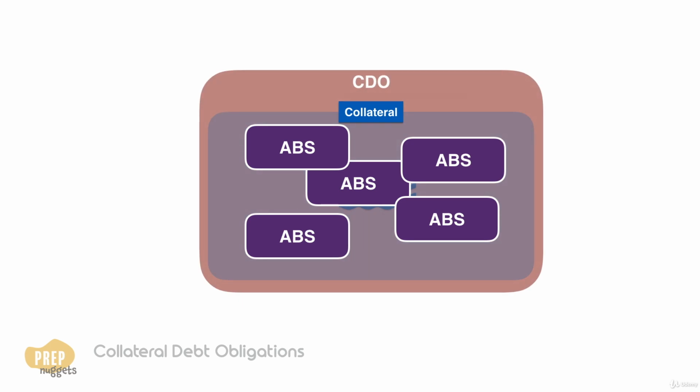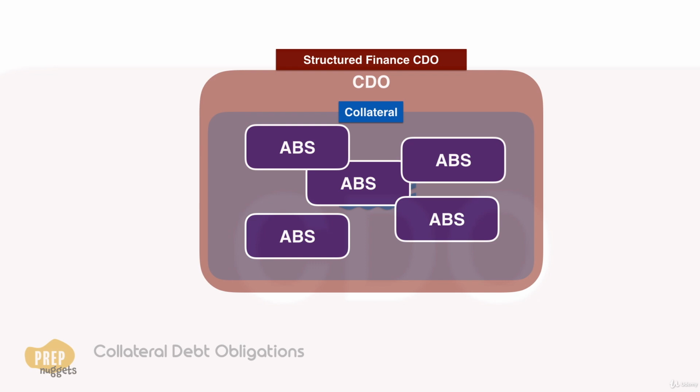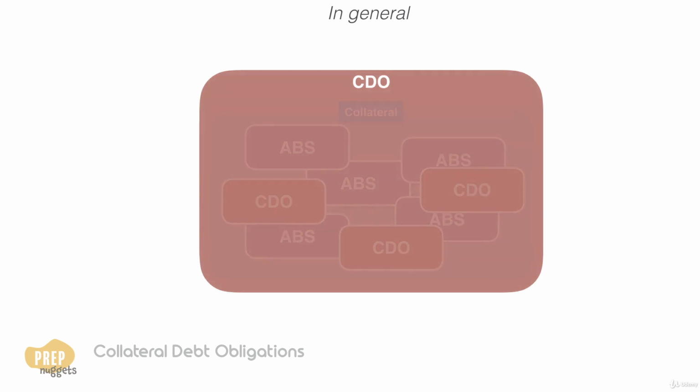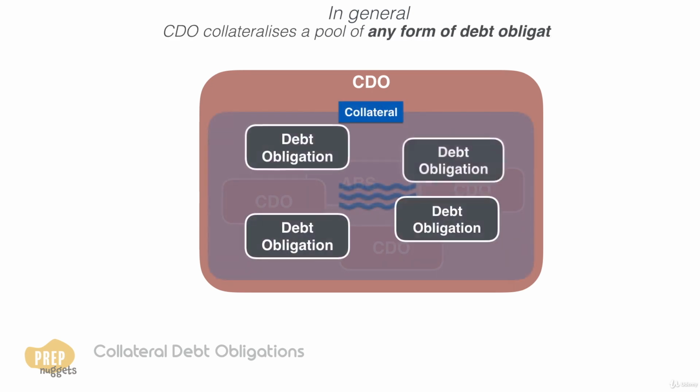To be more specific, when the pool is made up of structured finance securities, they are known as structured finance CDOs. A structured finance CDO can even collateralize a number of CDOs, making a chain of CDOs that collateralize some other CDOs possible. In general, a CDO is used to collateralize a pool of any form of debt obligation.